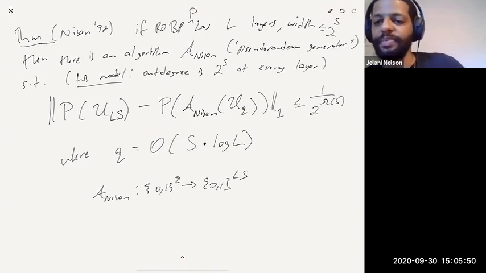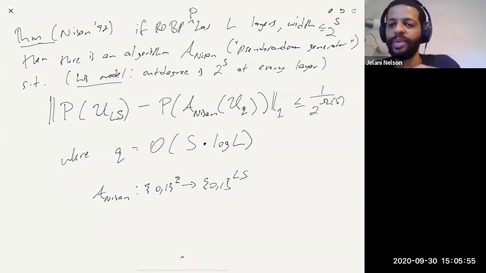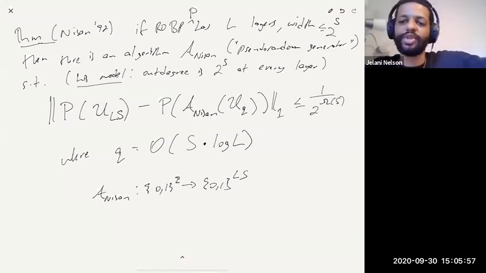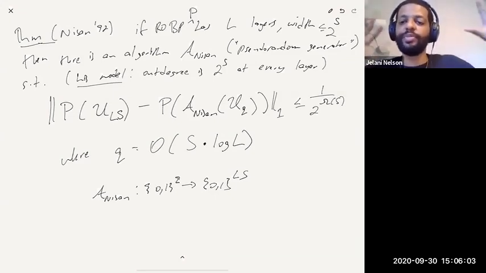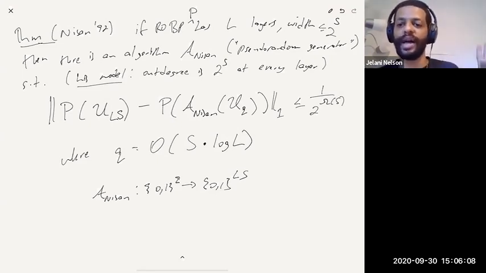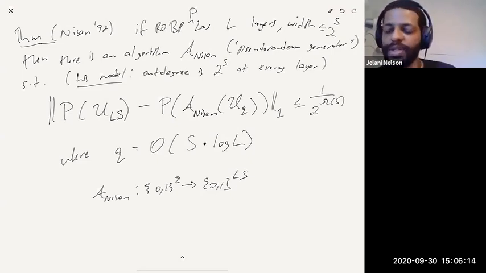Those LS bits cannot possibly be uniformly random because you took few bits and stretched them out into more bits. There's no way those things are independently random. But from the perspective of P, it looks random. So the distributions between P applied to U_LS and P applied to A Nisan on U_q are close in L1. If you're not familiar with this, being epsilon-close in L1 means there is no way to distinguish the distributions with distinguishing probability better than epsilon.